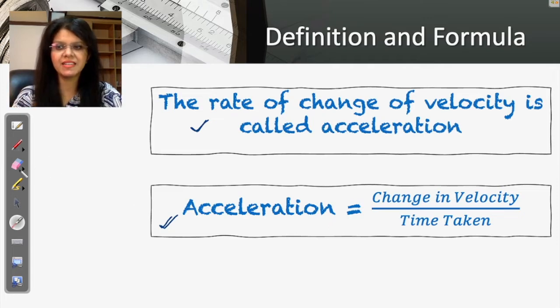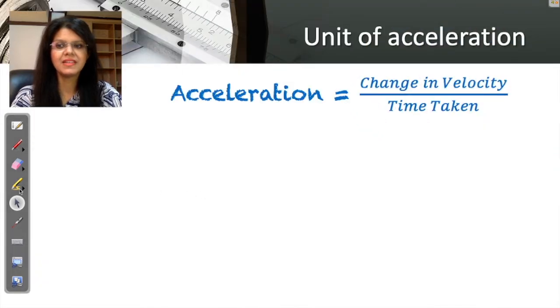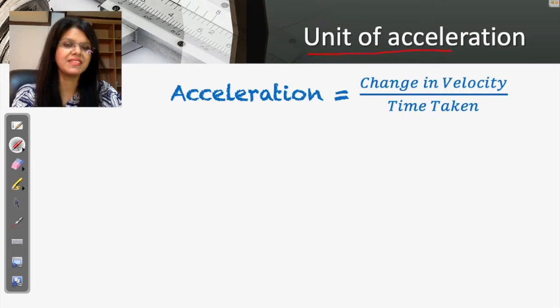Many students get confused when they apply the formula on acceleration. This video will clarify all your doubts and you'll learn to apply this formula and calculate the value of accelerations correctly. So let us start with understanding the unit for acceleration.